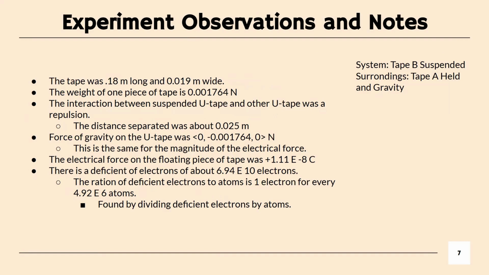Some notes from the experiment: the suspended tape B was the system, and the surroundings were the held tape and gravity. The tape was about 0.18 meters long and 0.0198 meters wide. The weight of one piece of tape is 0.001764 newtons.